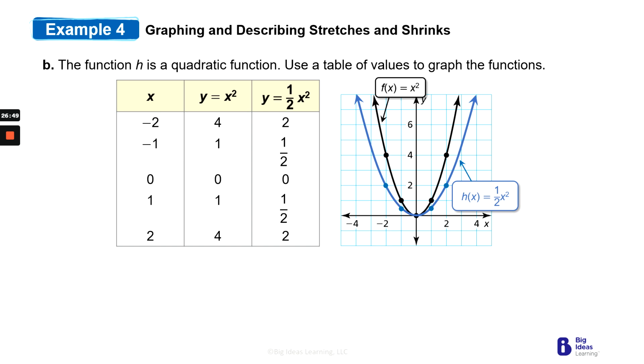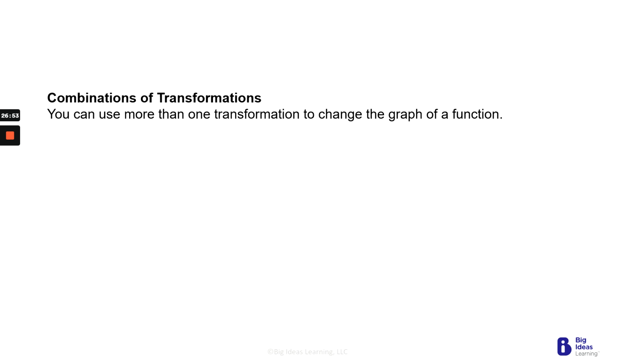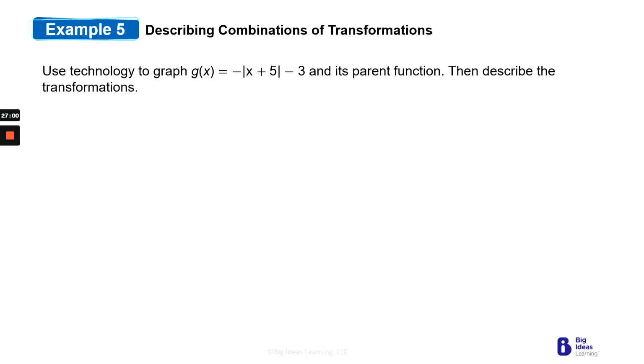Yes? Okay, our next one. So it says, we can use more than one transformation in a function. Okay, we're going to combine some stuff together. So we know that can happen. And this one, I'm going to show you how we can type it in and how we can see it. Okay, so use technology to graph g of x equals negative absolute value, x plus 5 minus 3, and its parent function. And then we're going to describe it.